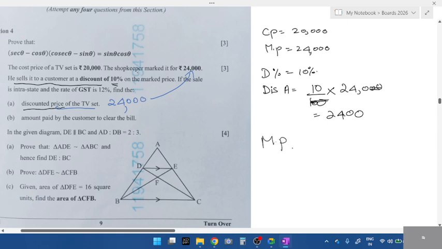So mark price, you don't have to write it as mark price. Again, you can write mark price after discount, or cost price after discount. Or you can just write discounted price, students. Just write discounted price. Subtract it. That's the actual word. Discounted price is equal to 24,000 minus 2,400.